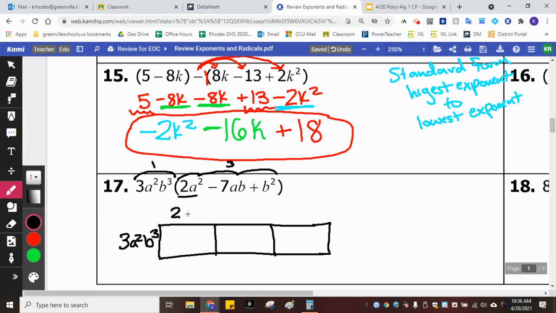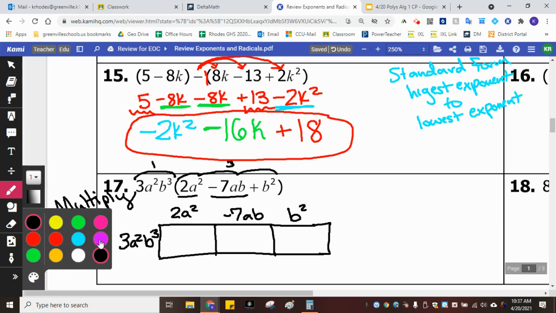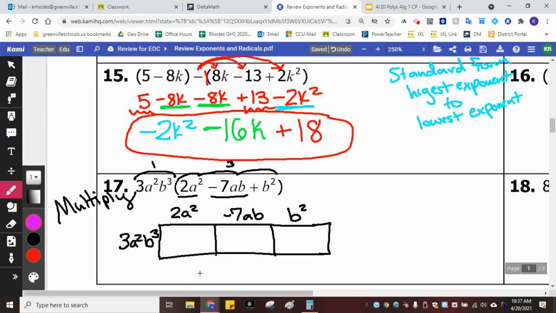So 2a squared gets a box. Negative 7ab gets a box. And b squared gets a box. And you can put a plus there, but it doesn't matter. And we're multiplying. So like I like to do it in the box method because I think it helps line up what you're multiplying. And you're not going to forget a variable though.